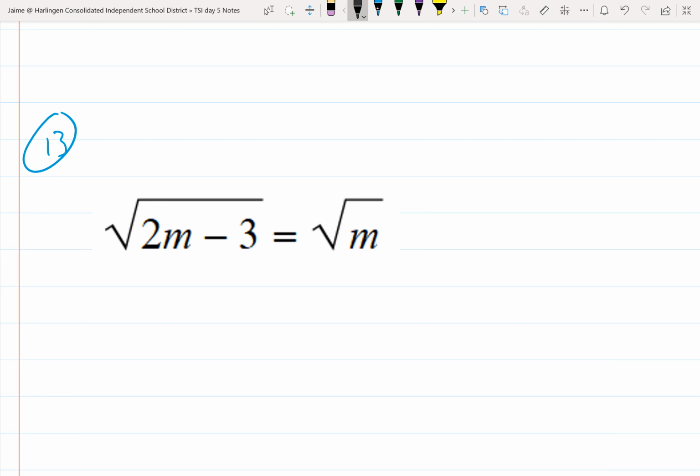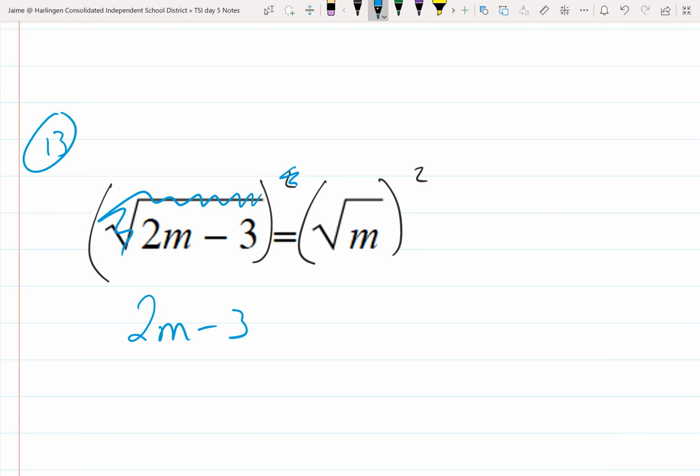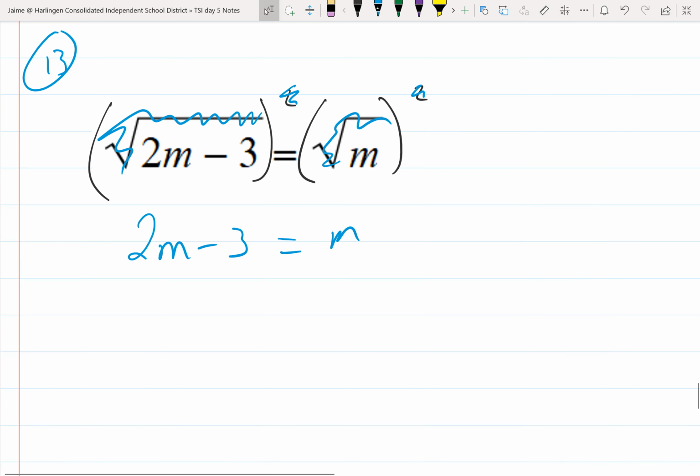How do you get rid of the little square root? You take the 2 of both sides, the exponent of 2. This 2 cancels all of this. So we have 2m minus 3 is equal to, and then this 2 here cancels all of this, m. So then we have m's on both sides. You want to get m's with m's, so subtract 2m.